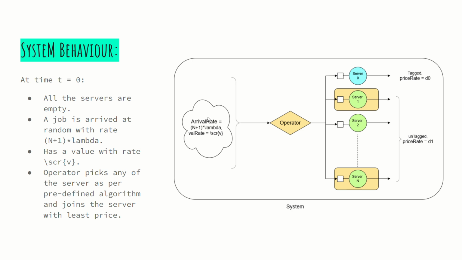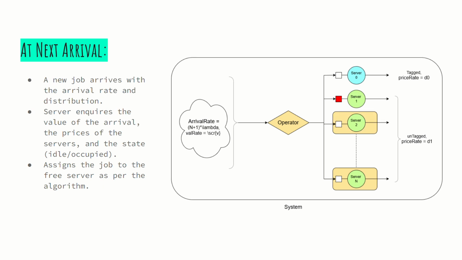At time zero, assuming that all the servers are free, we assign the job to some server or drop the job as discussed just now. Here we assume that server one has been selected and it keeps processing the job until the next job arrives. At the next arrival, this is how the system looks.